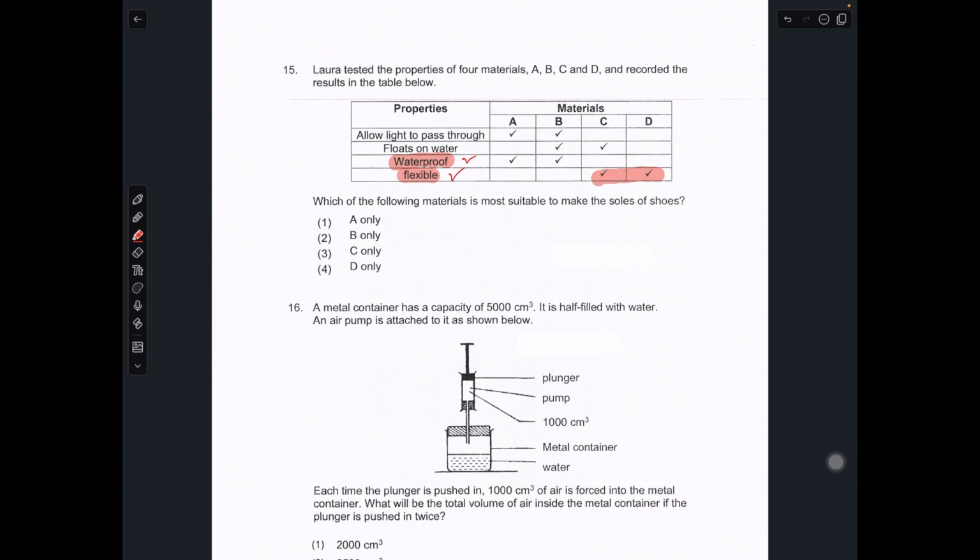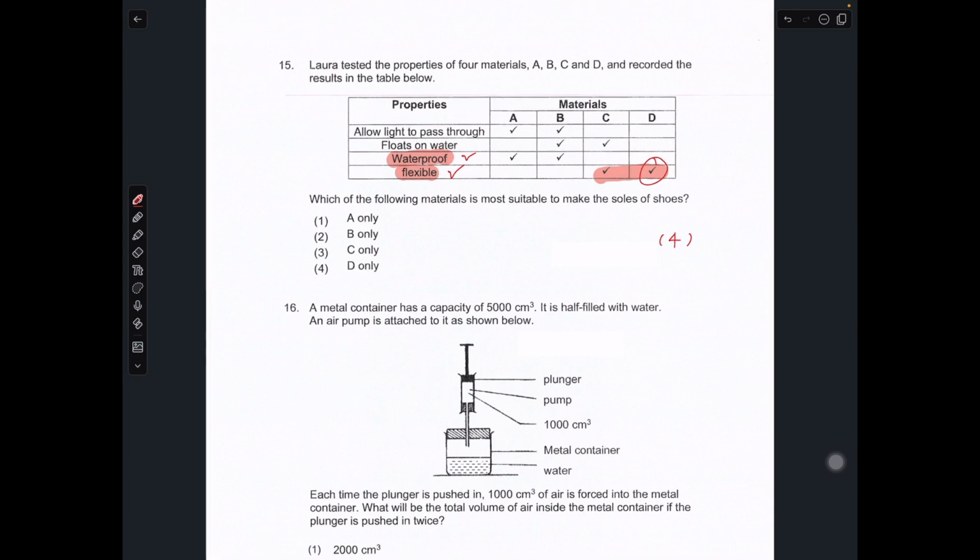Okay, between these 2 ticks, I feel that the actual correct answer is number 4, given by the school. I feel that this question could be better written if we put 2 ticks over here, because definitely you want it to be waterproof so that the water doesn't enter your socks and keep your foot wet.